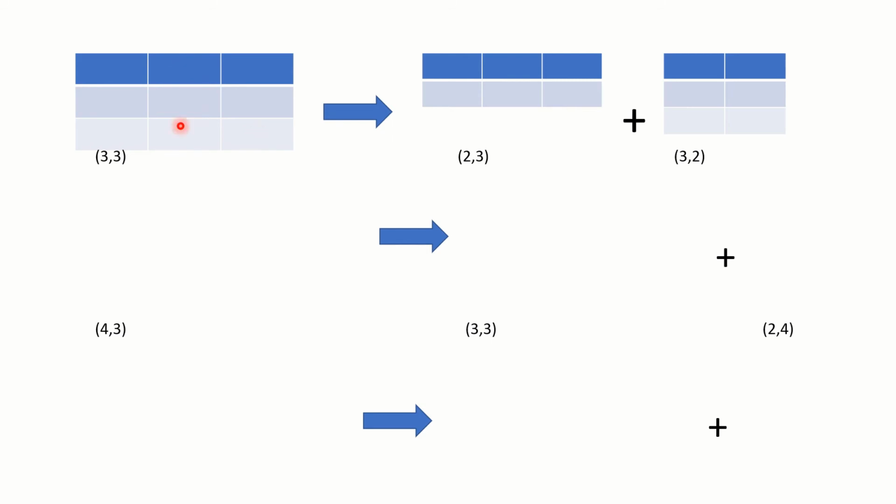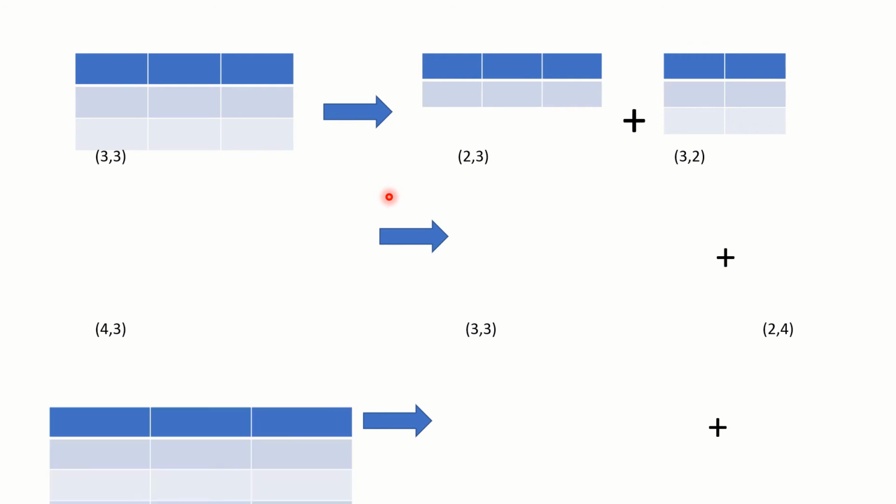You can draw it like this, you can move like this, and like this, and like this, right? You will have a different path. You can move like this. So a total of six unique ways are there in a 3 into 3 grid.